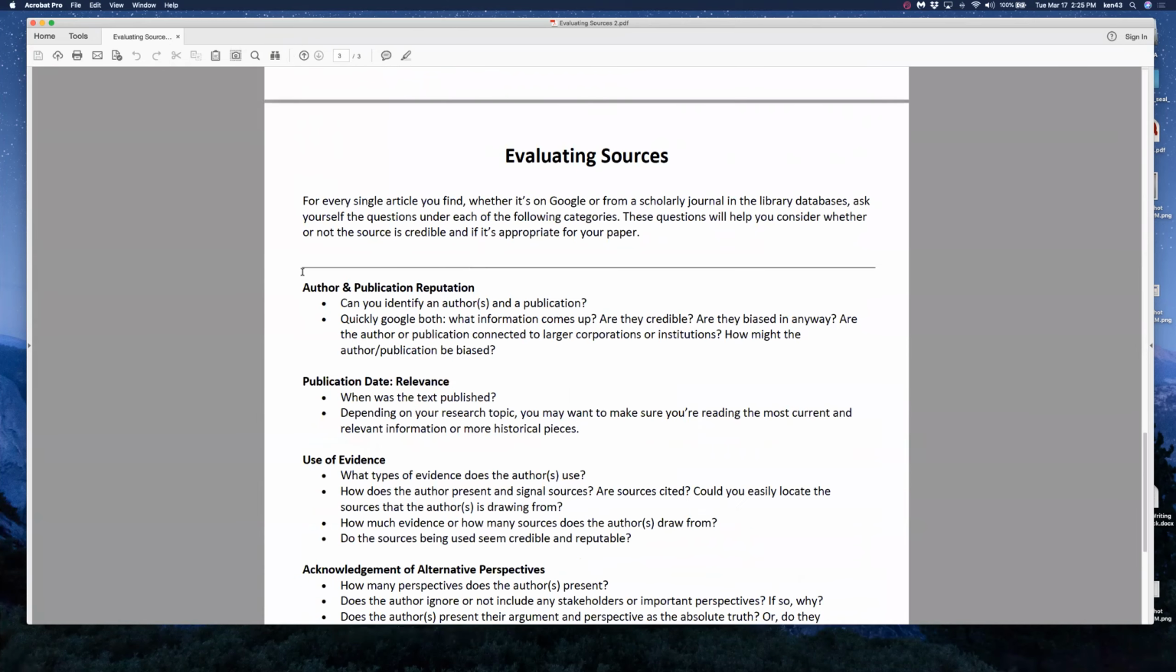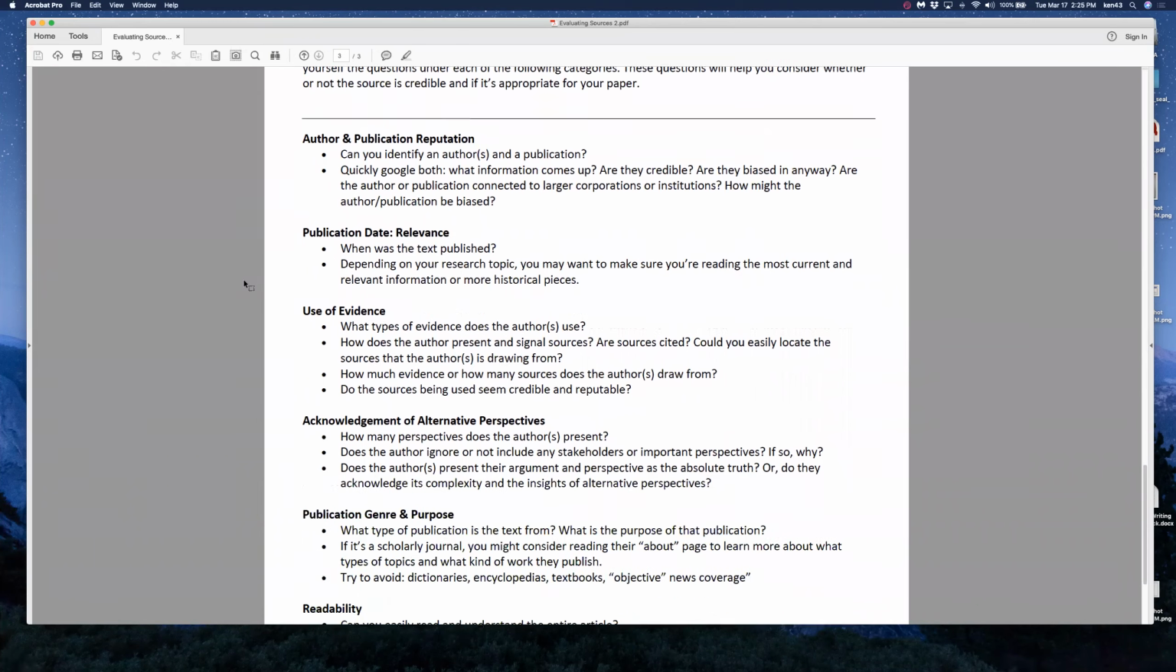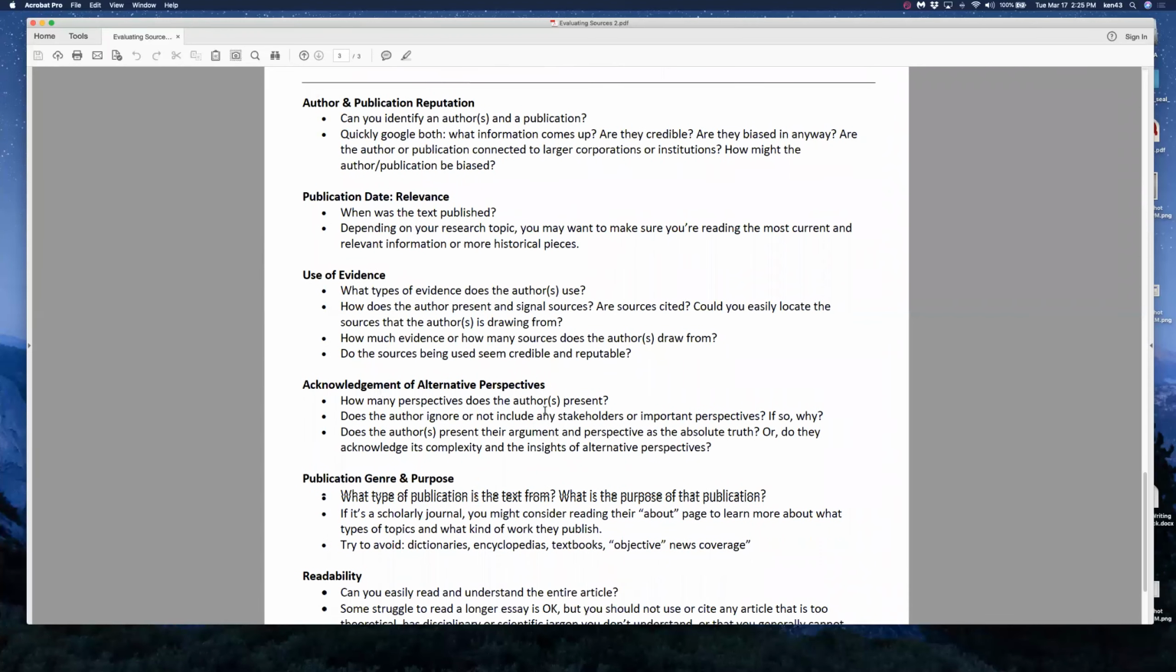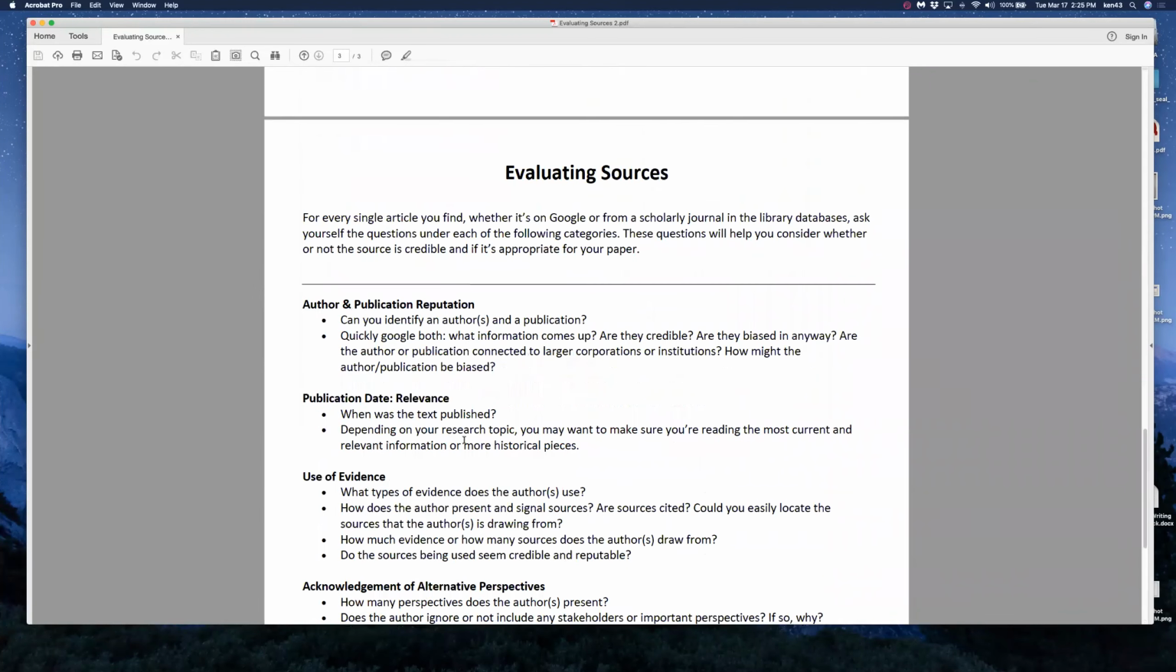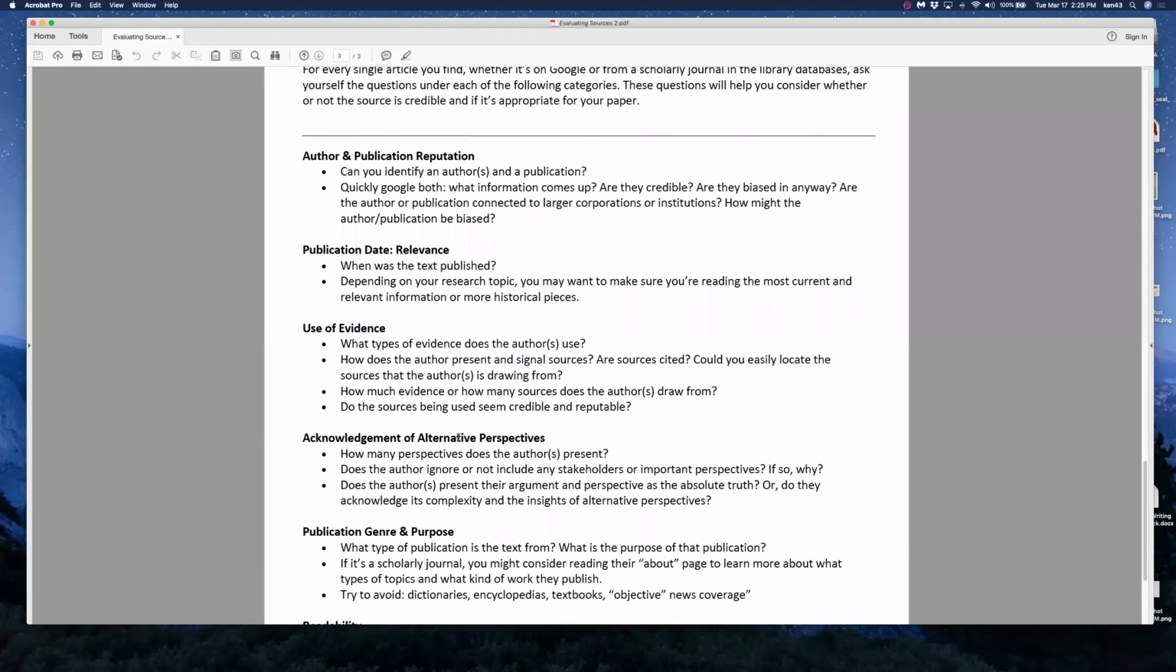So on the second page of the handout, I've given you a couple of questions for how to evaluate sources. And this is a lot, right? There's a lot of questions you have to ask, but some of them are more applicable for scholarly articles, and some of them are more applicable to non-scholarly sources. So I'm going to quickly talk through these, but these should help you analyze, am I looking at a good source or not? So author, publication, and reputation.